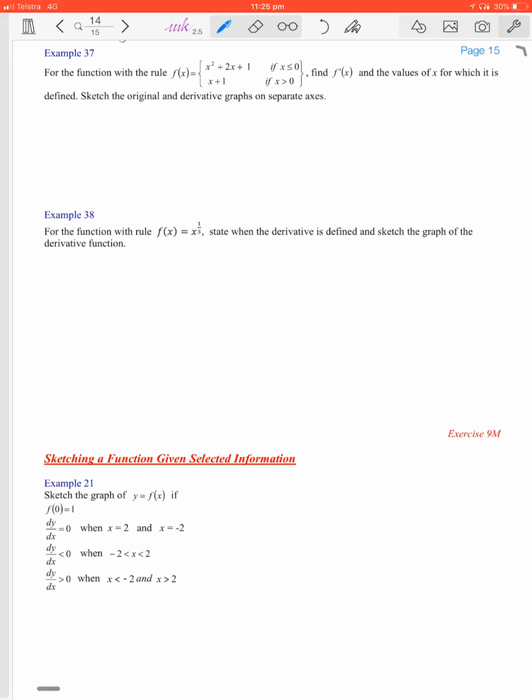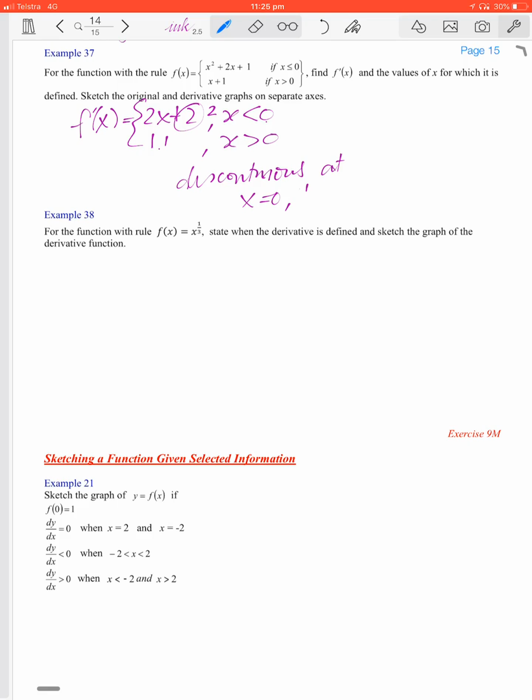Okay, so here's another one. For the function with rule, find f dash x and find the values of x for which it is defined. So f dash x is 2x plus 2, and it's also 1, if x is less than 0 and x is greater than 0. Now if we put 0 into this one, I get 2, and if I put 0 into this one, I get 1. So you can say it's discontinuous at x equals 0, therefore not defined at x equals 0. So find the values of x which it's defined.